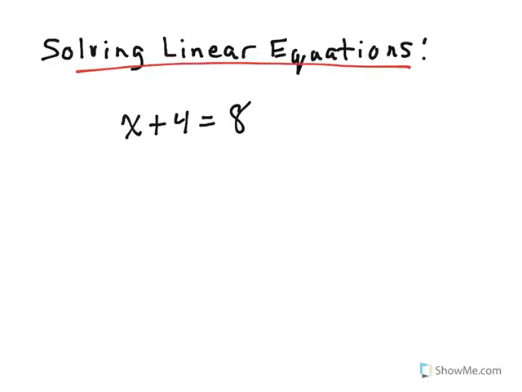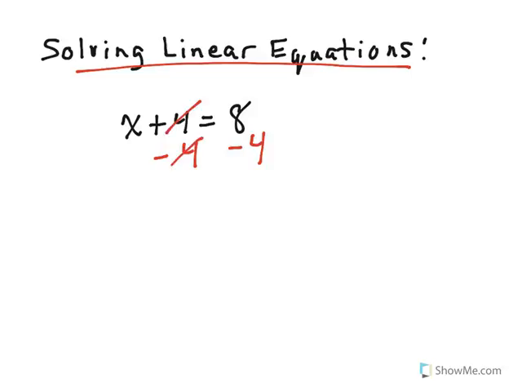Solving linear equations. To solve a linear equation means to get the variable all by itself on one side of the equal sign and everything else on the other. And to do that, we always do the opposite operation. Here, we have x plus 4. So instead of adding 4, we are going to subtract 4 from both sides of the equal sign. Whatever you do to one side of the equal sign, you always must do to the other side.